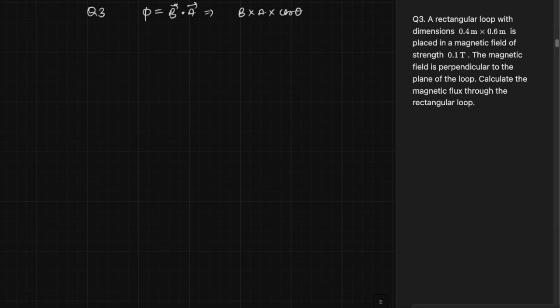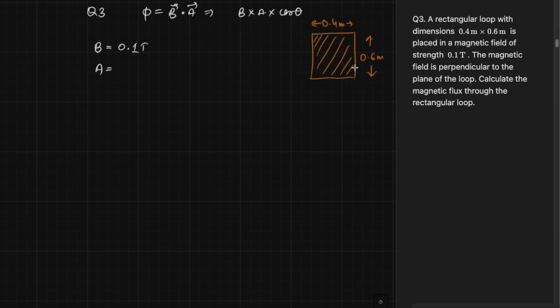So let's see what is given here. The magnetic field is given, which is 0.1 Tesla. It is given as straightforward. No need to do any calculation, just note down this value. What is the area? Again, they've asked us to calculate the area. So the area, let me use a different color. So it will be a rectangle like this. So the bigger side is 0.6 meter, this side, and 0.4 meter.